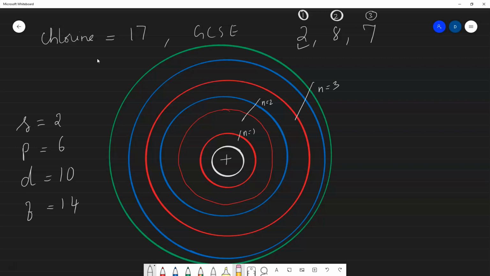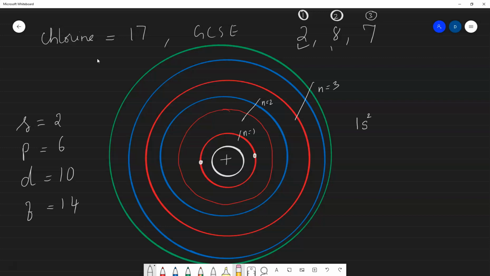So let's check with the 2 electrons in the first shell. So first shell, both the electrons will be in the S subshell. So I'm going to write at the same time. So this is the first shell, S2. So we're done with this one.